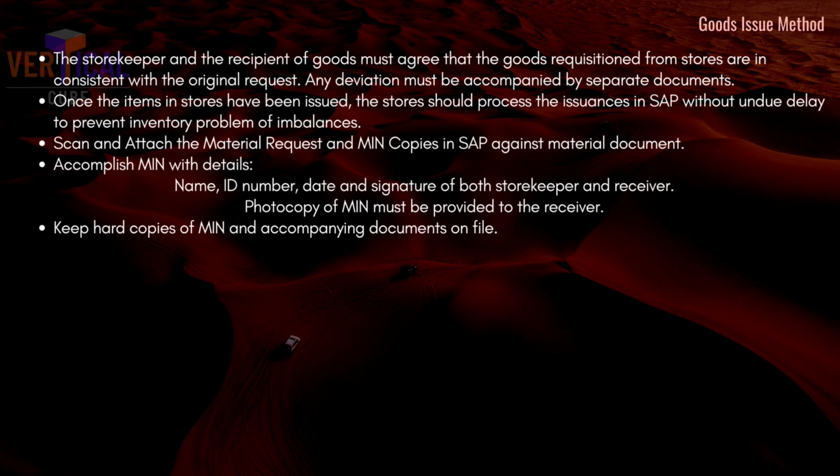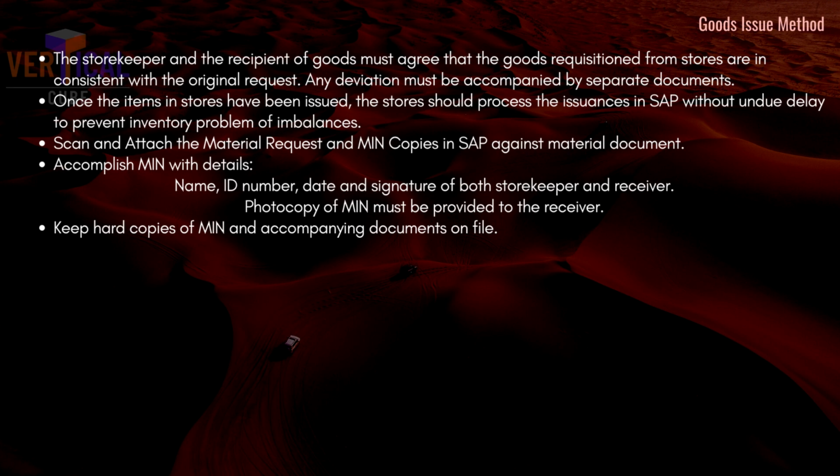1.11 The storekeeper and the recipient of goods must agree that the goods requisitioned from stores are consistent with the original request. Any deviation must be accompanied by separate documents. 1.12 Once the items in stores have been issued, the stores should process the issuances in SAP without undue delay to prevent inventory imbalances.